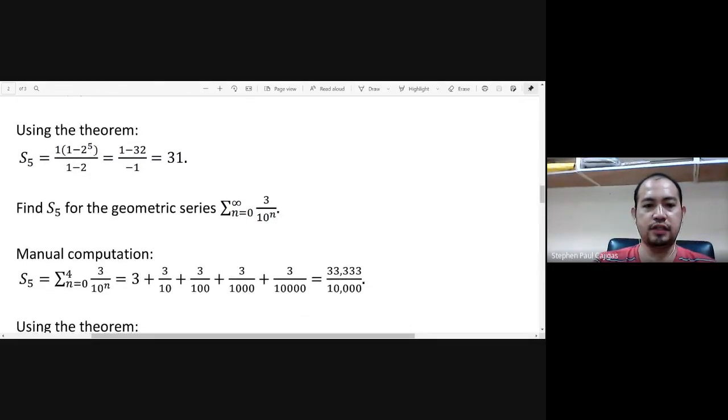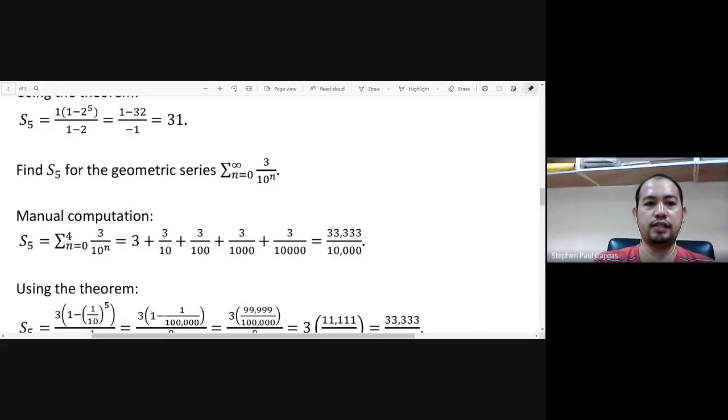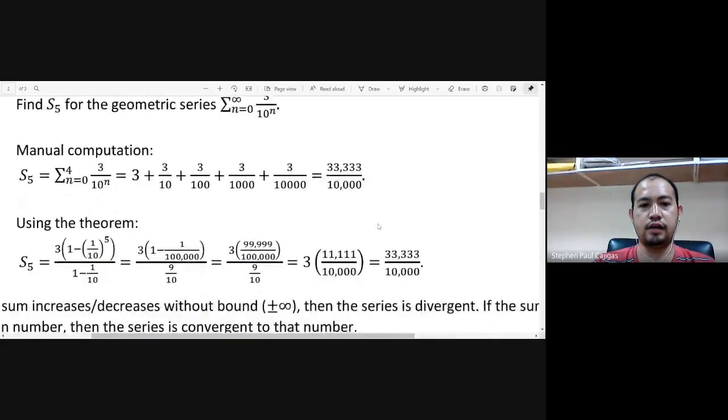Okay, so let's have another example. The other geometric sequence that we had was 3 over 10 to the n. So let us find again the fifth partial sum. So if we have the manual computation, we can do this. So this is the first term, 3 plus 3 over 10 plus 3 over 100 plus 3 over 1000 plus 3 over 10,000. And this will be, if we use improper fraction, equal to 33,333 over 10,000.